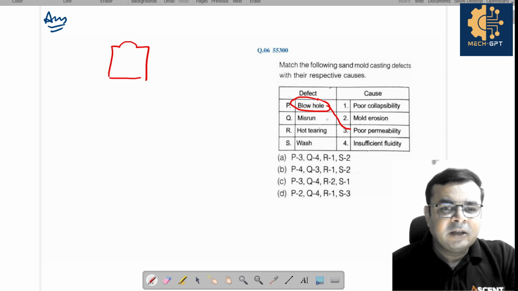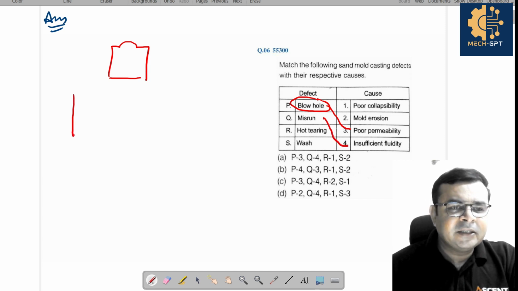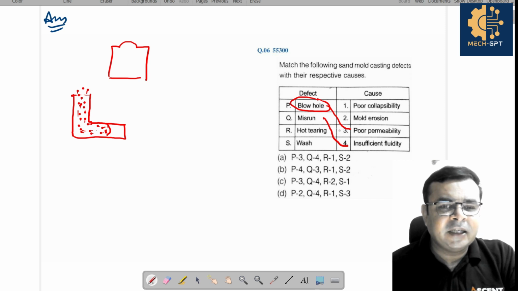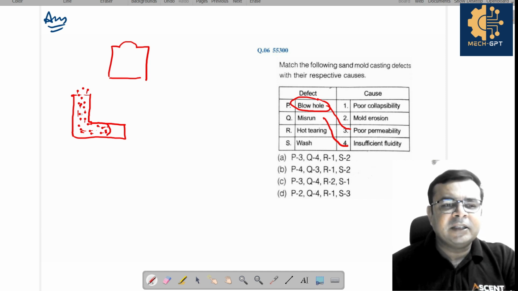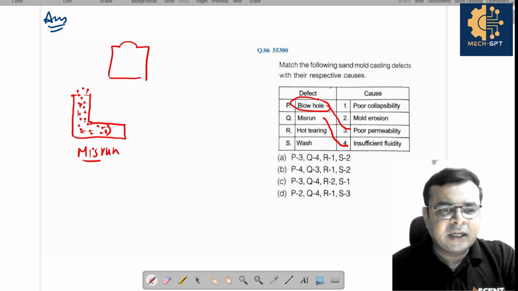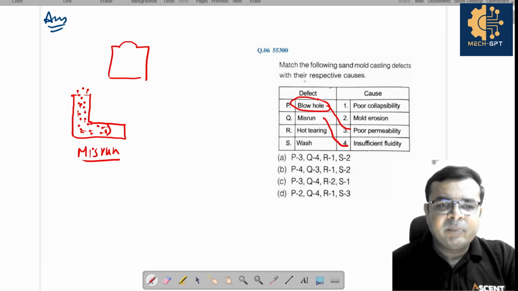Next, misrun. Misrun is mainly caused due to insufficient fluidity of the molten metal. Misrun means, let's suppose you want to make a casting like this, and now you start pouring from this. So when you pour the molten metal, before reaching its extreme end, the metal gets solidified. Correct? So this is called a misrun defect. And the reason behind this misrun defect is improper die design, sorry, improper pattern design, improper placement of riser, or simply we can say insufficient fluidity of the molten metal also causes misrun defect.